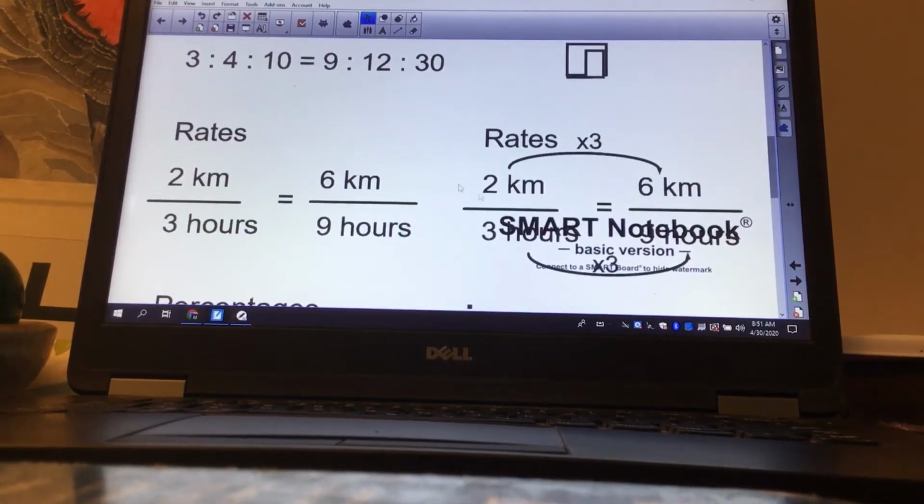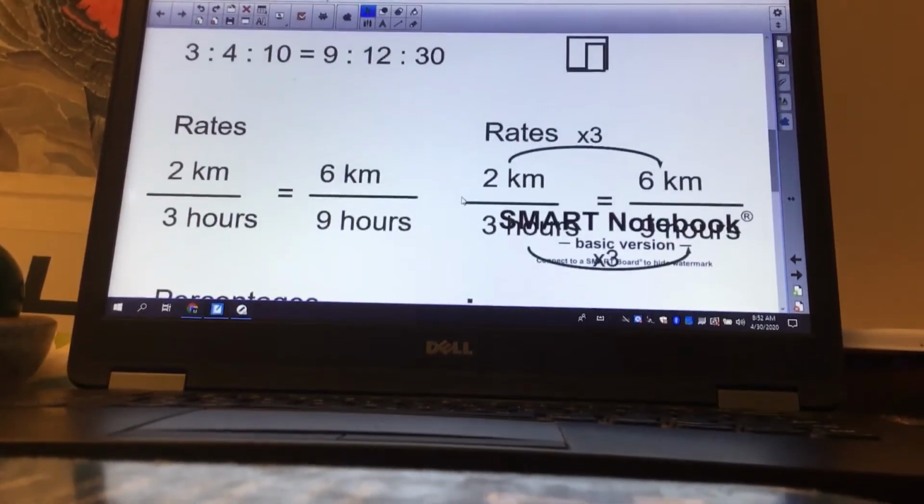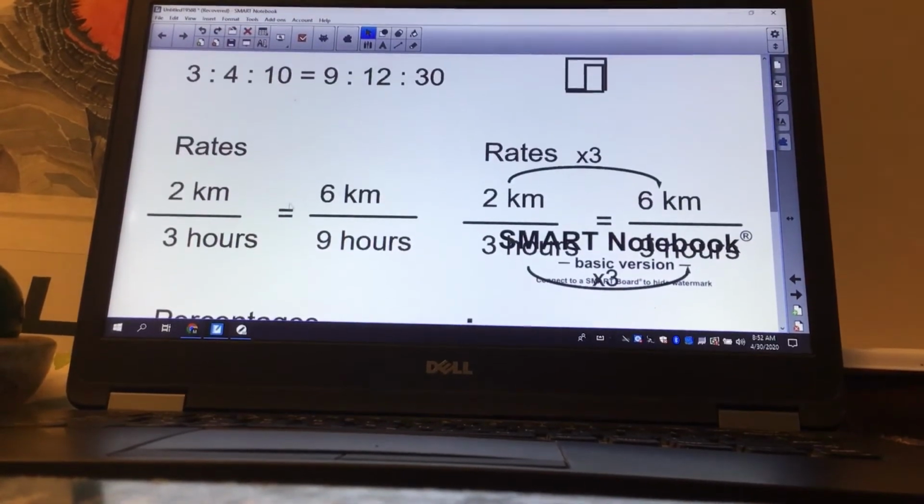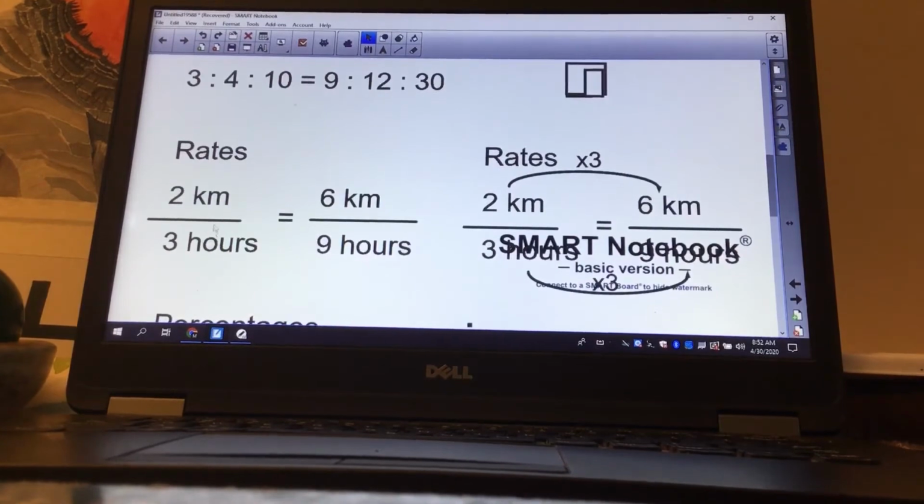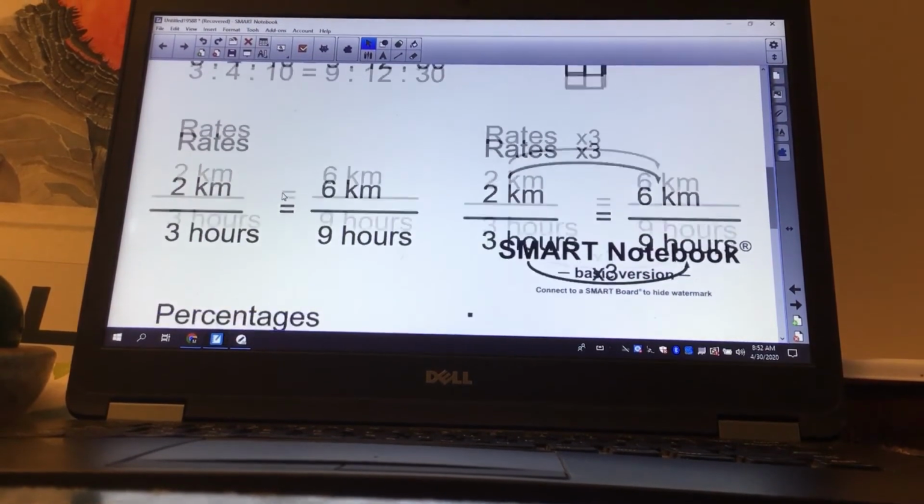Sorry, I forgot to cover that one originally. So rates are the same thing as ratios, except we're dealing with things with different units instead of just numbers. Okay, if these didn't have the units, I'd write them as a ratio because that actually looks easier.